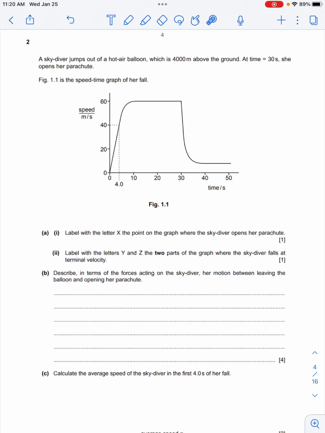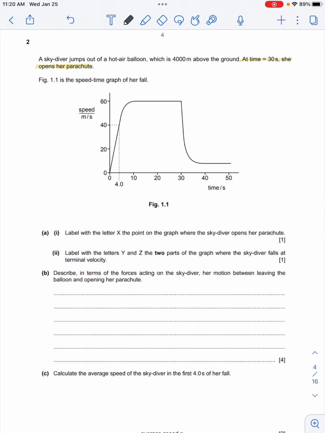Question 2, here we have the speed time graph showing us the speed of a skydiver as they fall out of a hot air balloon. We don't really care about the height yet, but we're told that after 30 seconds she opens her parachute. So for part A, when it says label with an X the point where she opens her parachute, that should be pretty straightforward if you bother to read the question, because it literally tells you when she did that.